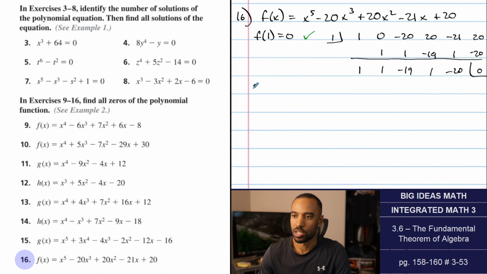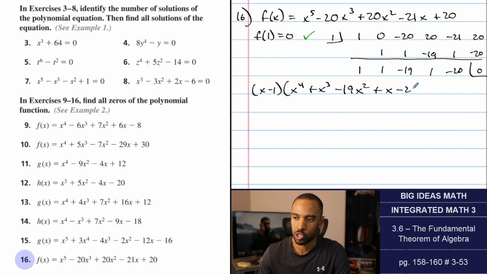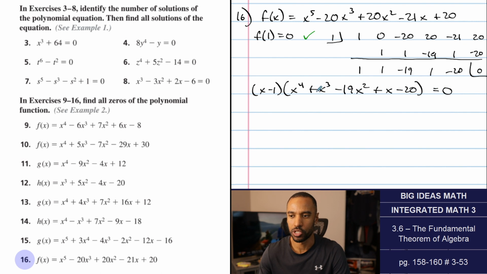So this factors into x minus 1 times x to the fourth plus x cubed minus 19x squared plus x minus 20. When set equal to 0, we keep going. We can try 1 again. 1 plus 1 is 2, minus 19 is negative 18, plus 1 is negative... Wait, hold on. Did I say that right? 1 plus 1 is 2, minus 19 is negative 17, plus 1.